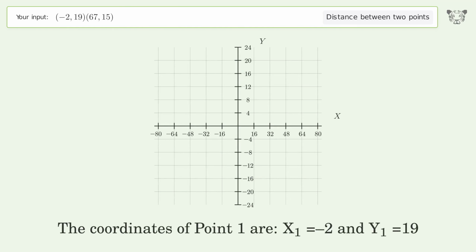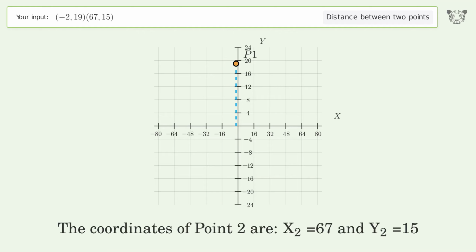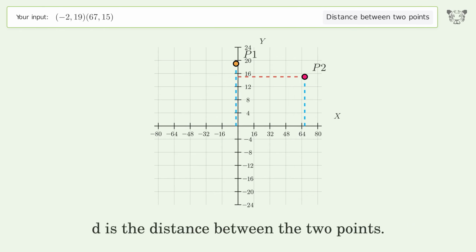The coordinates of point 1 are x1 equals -2 and y1 equals 19. The coordinates of point 2 are x2 equals 67 and y2 equals 15. D is the distance between the 2 points.